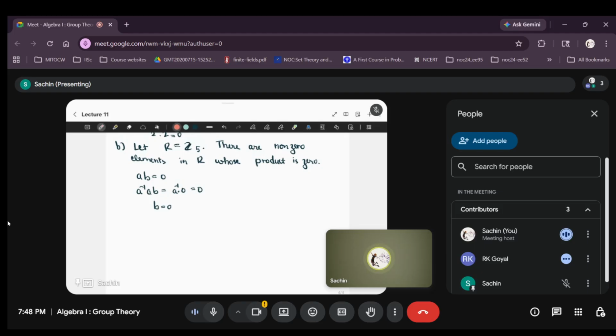Okay, I'll define this integral domain. It is a ring in which for all A, B in R, AB equals 0 implies A equals 0 or B equals 0. That means there are no two non-zero numbers that you can multiply to get zero. If you want to get zero, at least one of the numbers you are multiplying must be zero.